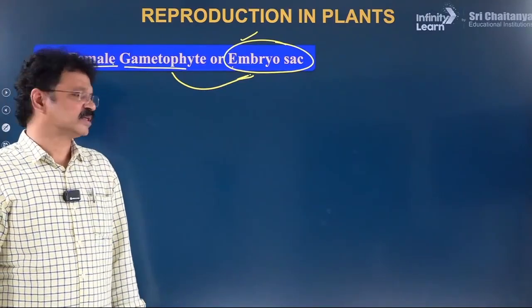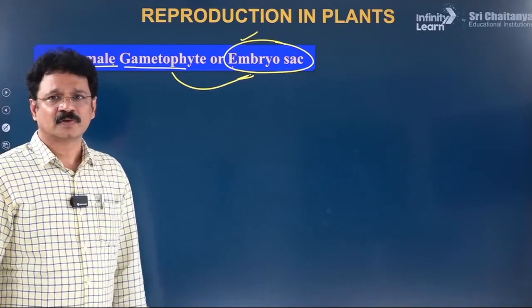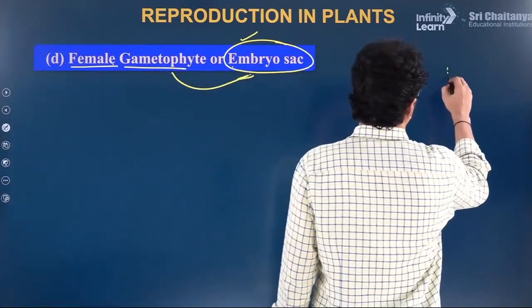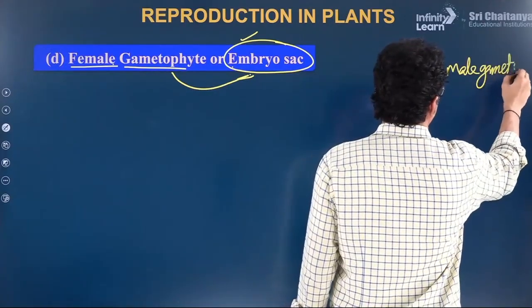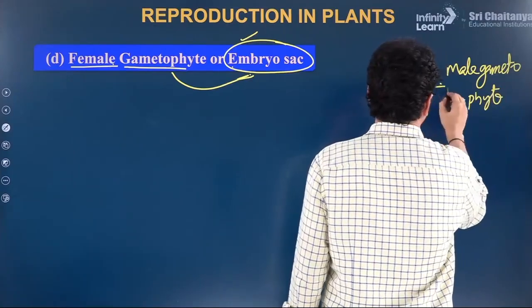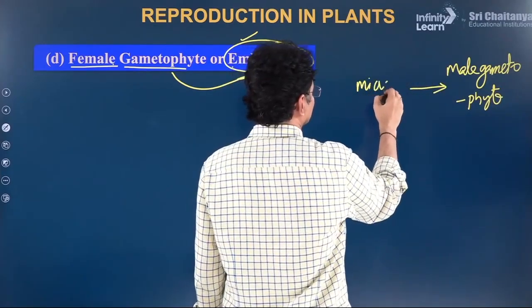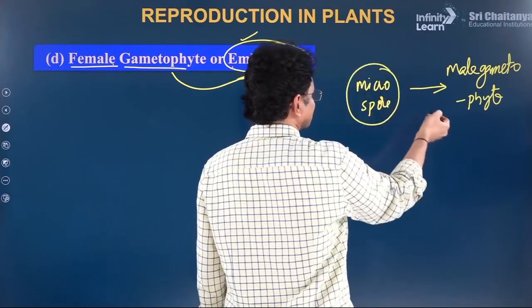Give the answer to one question. What is the first cell for the development of the male gametophyte? Answer. For the male gametophyte, the first cell is the microspore. These mature microspores are called pollen grains.